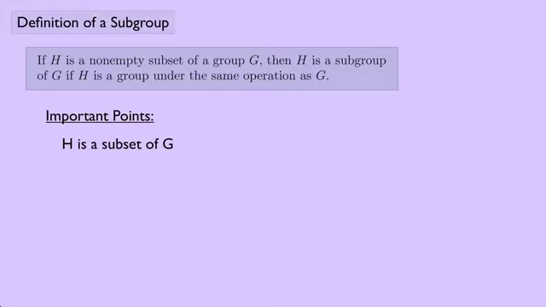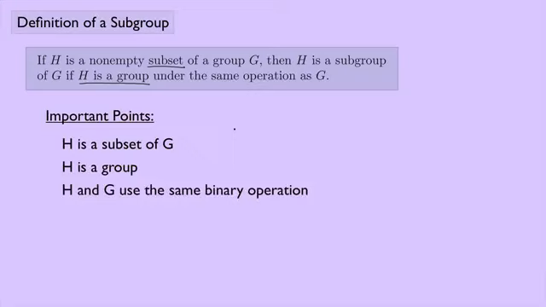First, we have that H is a subset of G. That's the first thing that we want to note. The next thing is that H itself is a group. And the third thing is that H and G have to use the same binary operation. So if we have these three things here, then we can say that H is a subgroup. So let's look at some examples.